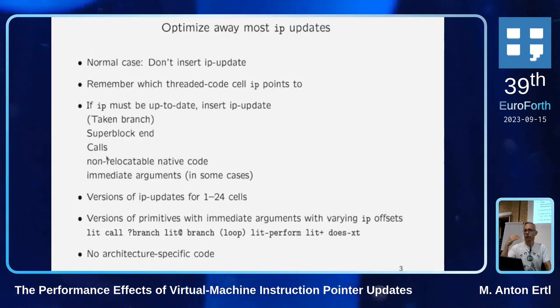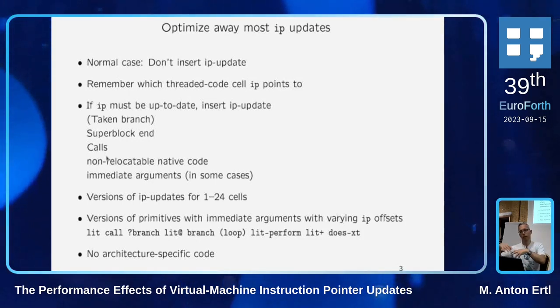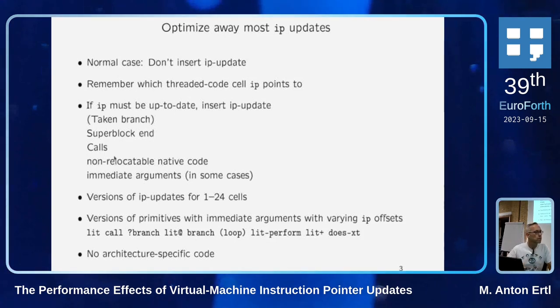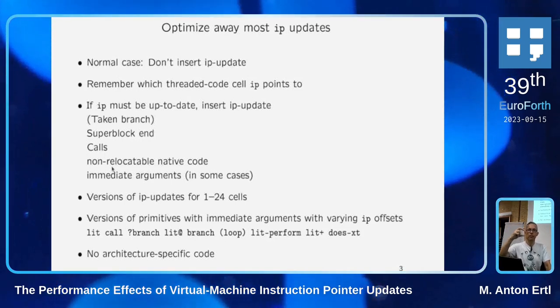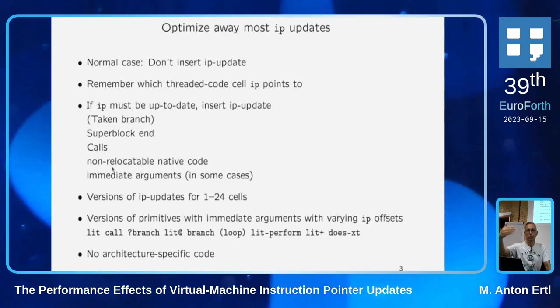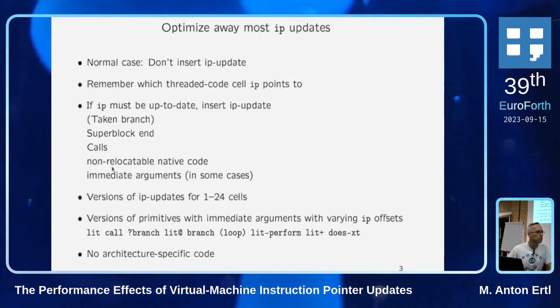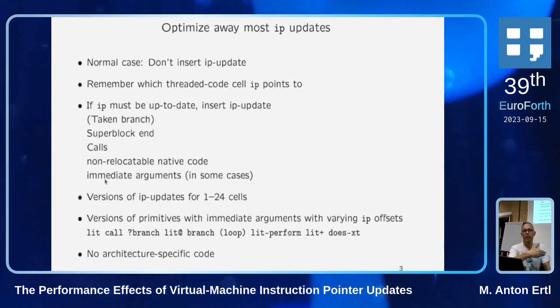That also needs an up-to-date IP, because if I do an execute and it executes a colon definition, the start of the colon definition is going to push the current IP, and the return is going to restore it. And of course, if that's wrong, it's not going to work. And non-relocatable native code also needs an IP update before it, because at the end of this non-relocatable native code, there's going to be a dispatch, and that needs an up-to-date IP. And finally, in some cases, in case of immediate arguments, we need to do it.